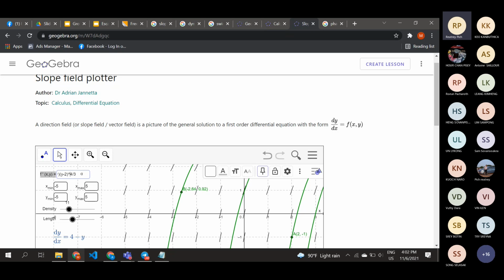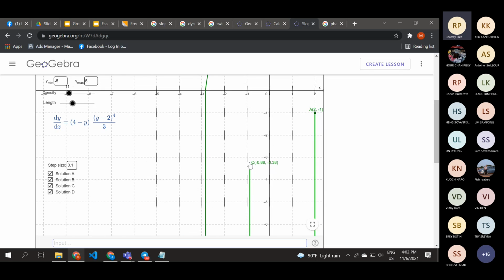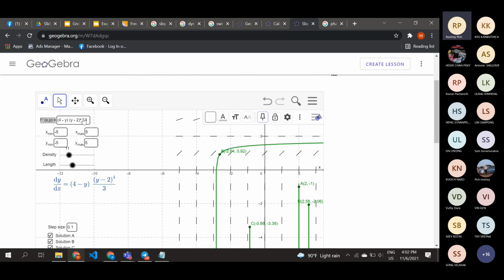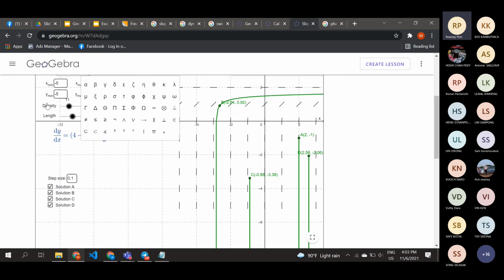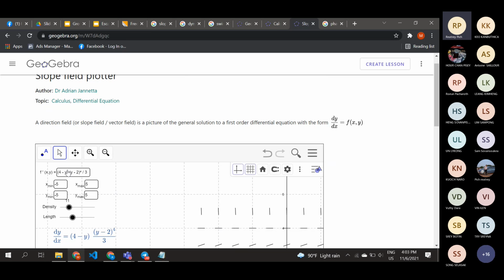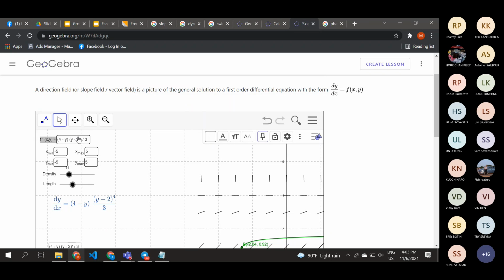Just use this one first. Wait, let me enter the parenthesis first. Wrong. If you don't put the parenthesis, you do not get the correct one. You see? Oh, a bit hard to control. Yeah, it's an open source tool, so I cannot say anything. Okay, use parenthesis here.